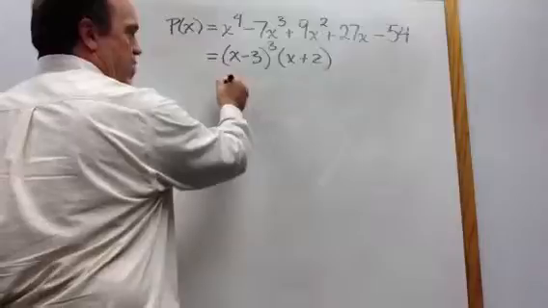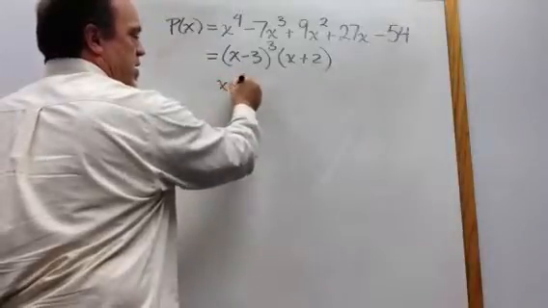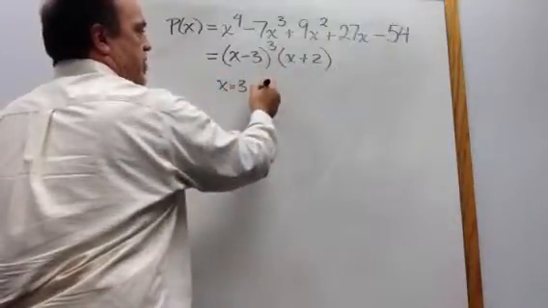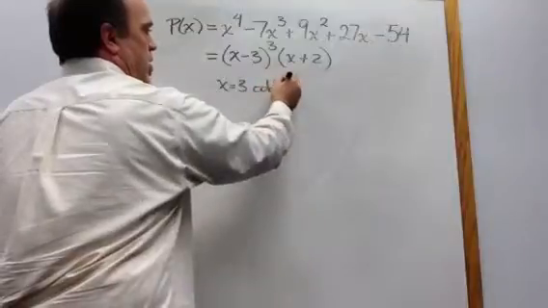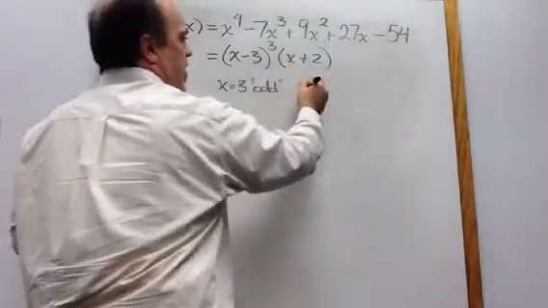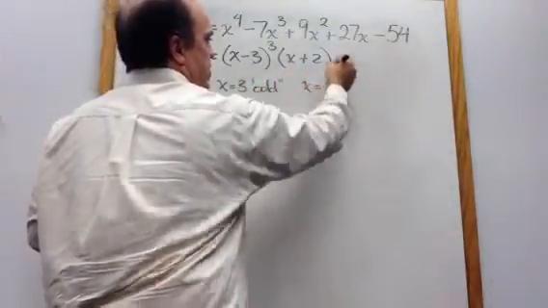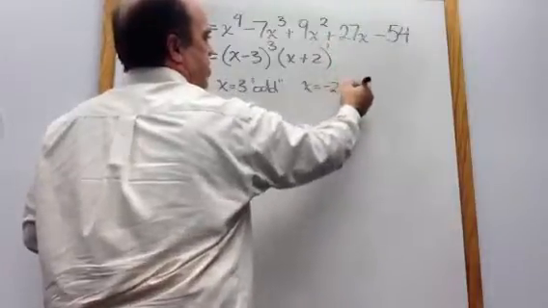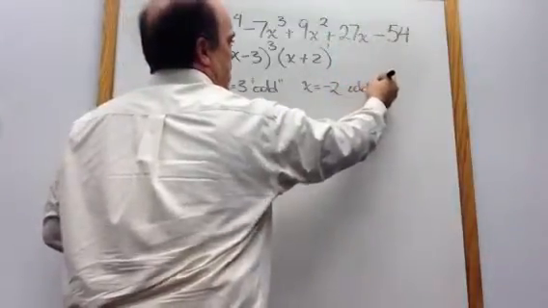So we know that 3 is a zero of odd multiplicity, and we know that x = -2 is also a zero of odd multiplicity.